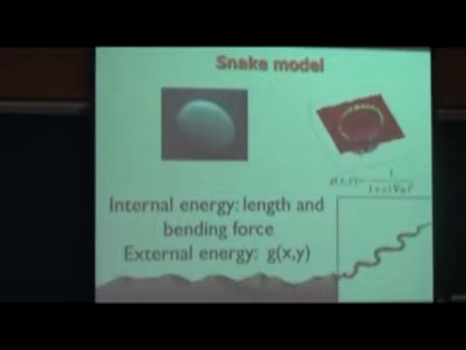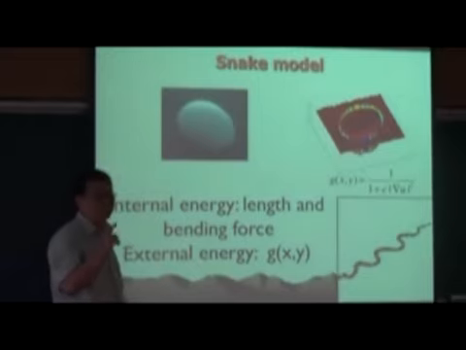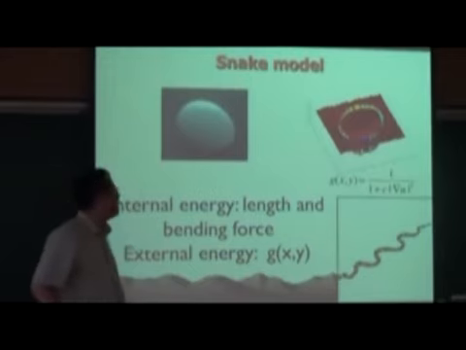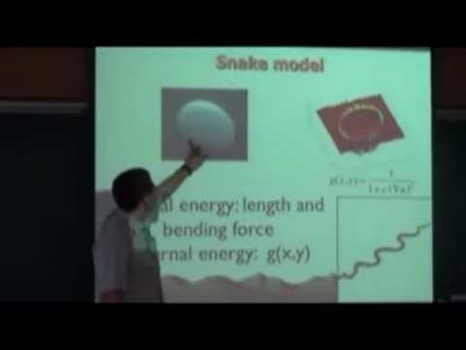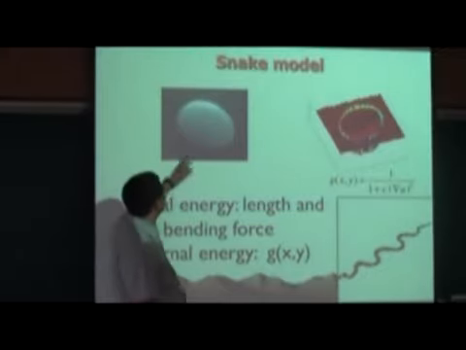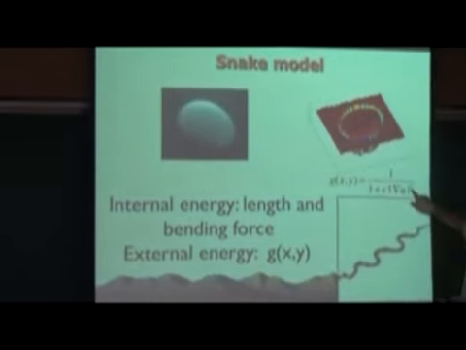The internal energy of the snake is essentially the length plus the bending energy. It's essentially the elastica. So if the snake is long and has a lot of bending, you want to minimize the energy, so you will shrink the length and make the snake less bending. That's internal. External energy essentially is like, if you want to segment this image, the boundary is very blurred. So the external energy is essentially, you take the gradient of this function.